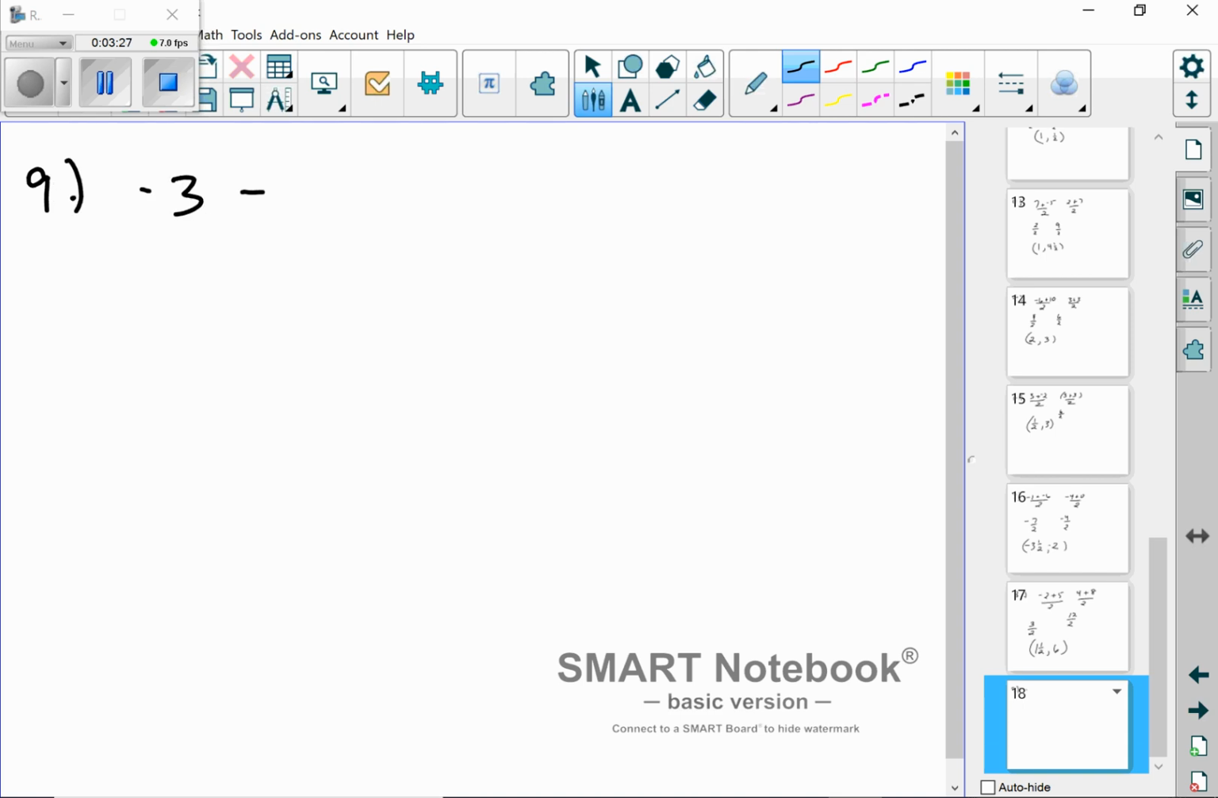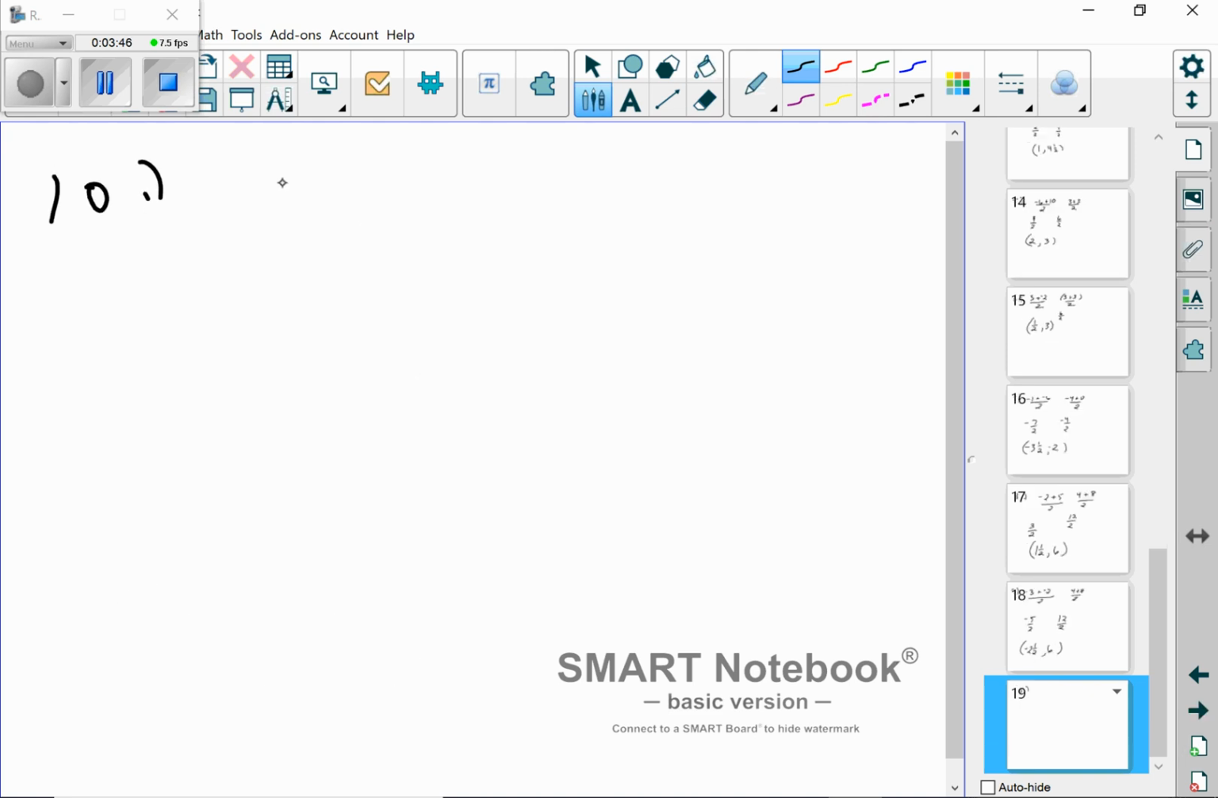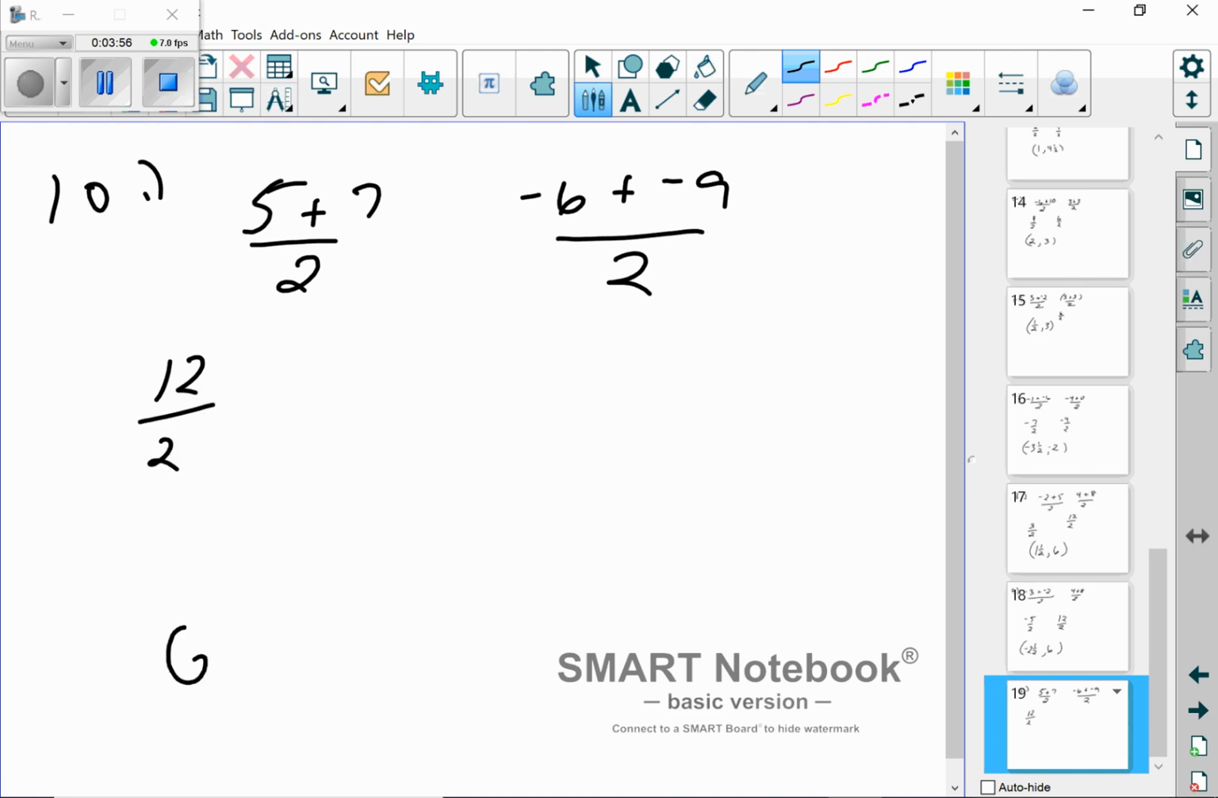(Negative 3 plus negative 2) over 2 and (4 plus 8) again over 2. Negative 5 over 2 makes negative 2.5. 12 over 2 makes 6. Number 10, (5 plus 7) over 2 and (negative 6 plus negative 9) over 2. This is going to be 12 over 2, which equals 6, and negative 15 over 2, which equals negative 7.5.